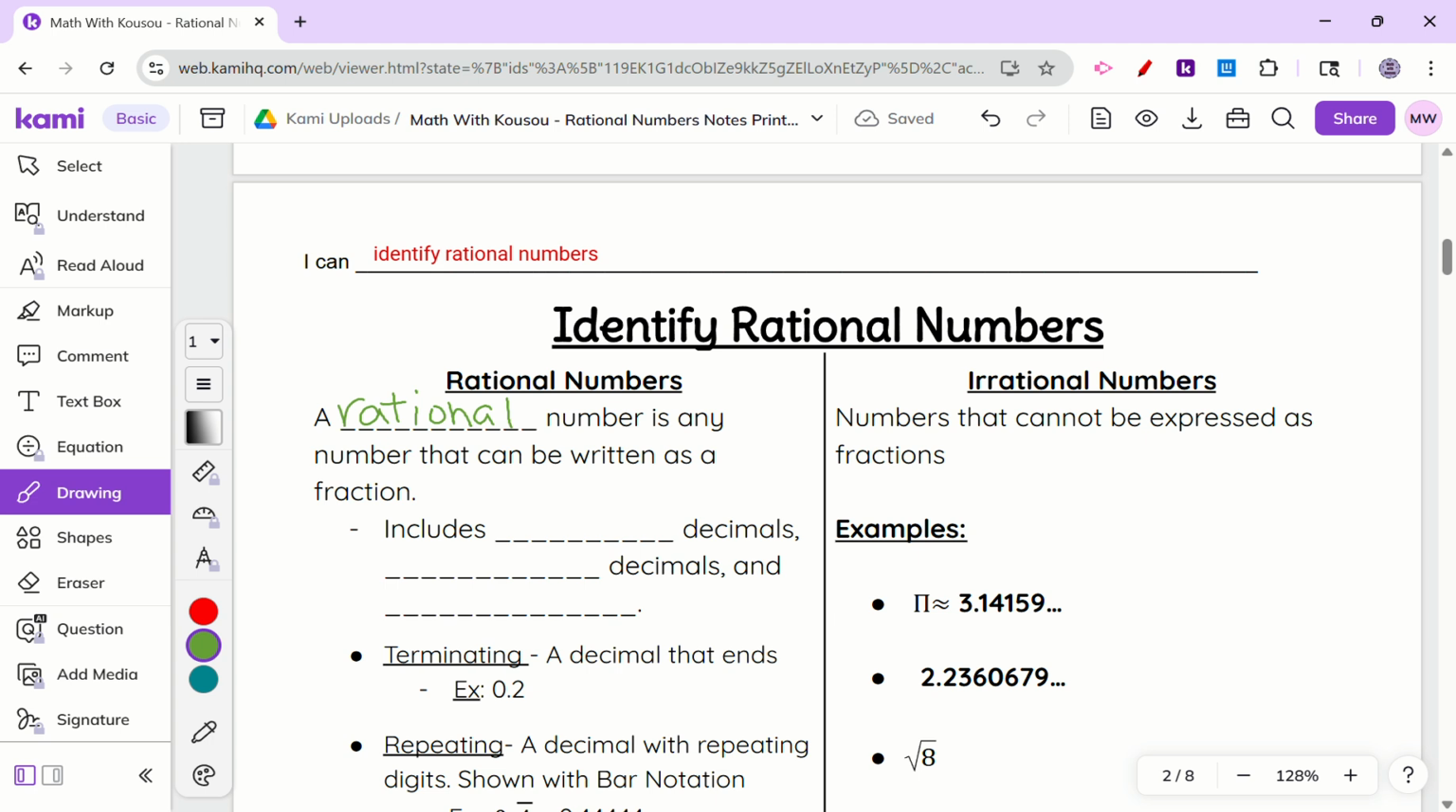It has the word ratio in it, so that kind of gives you a hint that it has to do with ratios or fractions, right? A fraction is a kind of ratio.